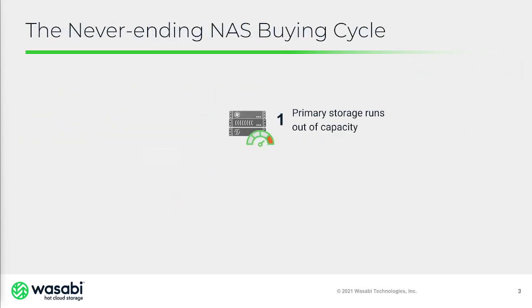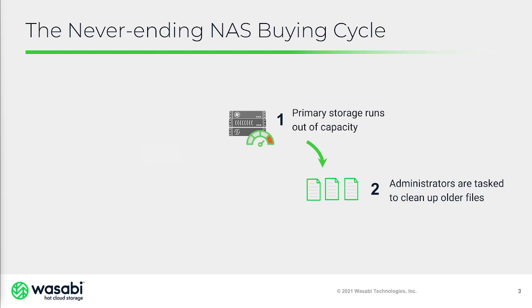So we all know the never-ending NAS buying cycle. You've got an on-premises NAS array, and generally, when users start storing more data, they start running out of capacity. Administrators are then tasked with cleaning up the old files. Users store data from when they join the company, they put stuff in their home drives and their department drives. They never delete it. Why would they? They're not paying for the storage themselves, and they never know whether they'll need that file again in the future. So it just sits there taking up space.